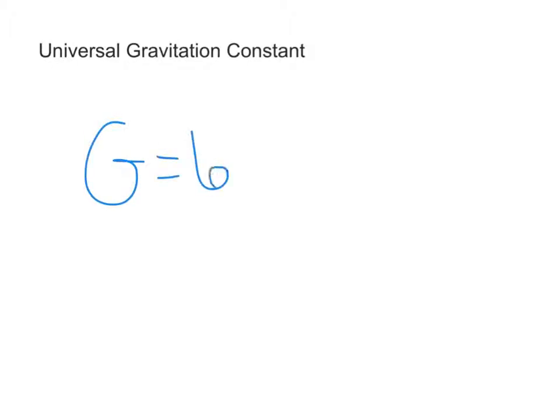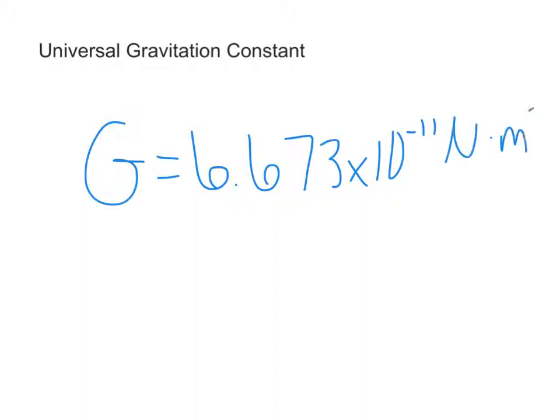G equals 6.673 times 10 to the negative 11th. The units are newtons, meters squared, per kilogram squared. You want to store this in your calculator as G, so just type in 6.673 E negative 11 STO G.